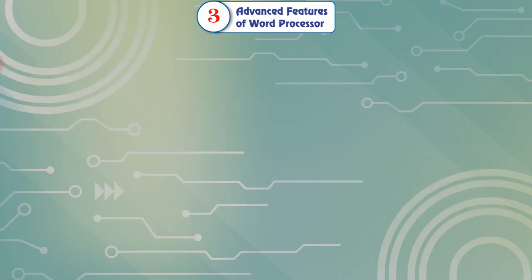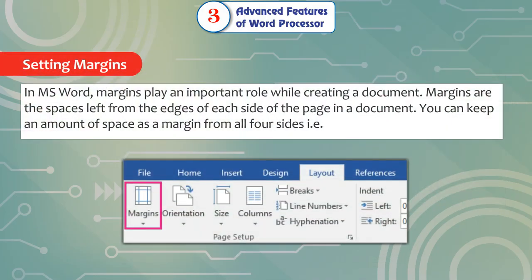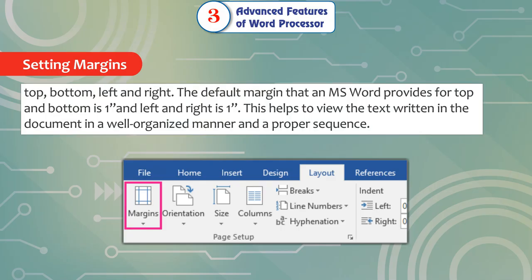Setting margins. In MS Word, margins play an important role while creating a document. Margins are the spaces left from the edges of each side of the page in a document. You can keep an amount of space as a margin from all four sides, that is, top, bottom, left and right. The default margin that MS Word provides for top and bottom is 1, and left and right is 1. This helps to view the text written in the document in a well-organized manner and a proper sequence.